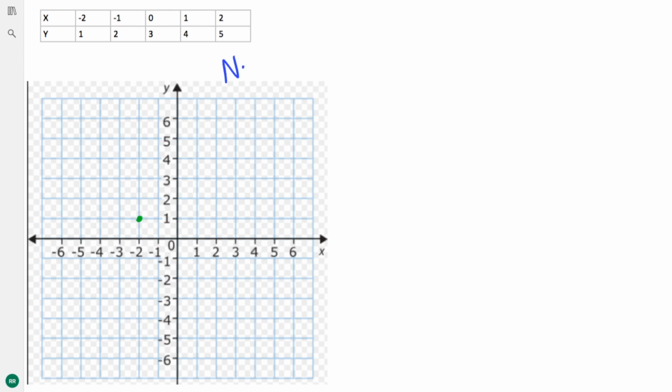But just for the sake of the video, I almost wrote non-profitable. There we go. Just for the sake of the video, I'm going to go ahead and plot these points. So we already have -2 and 1. Now let's go -1 and 2. 0 and 3. 1 and 4. 2 and 5. We're going to draw a straight line.